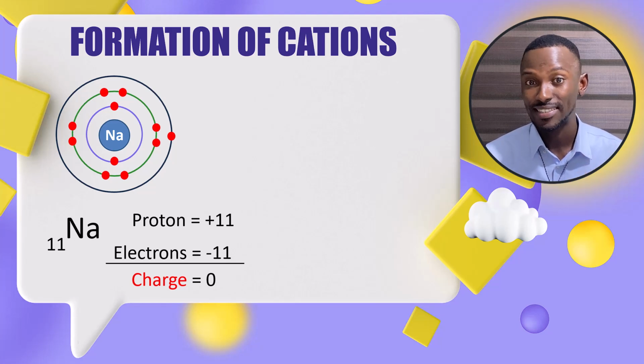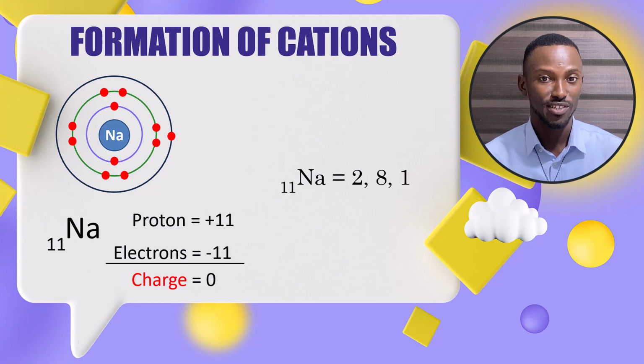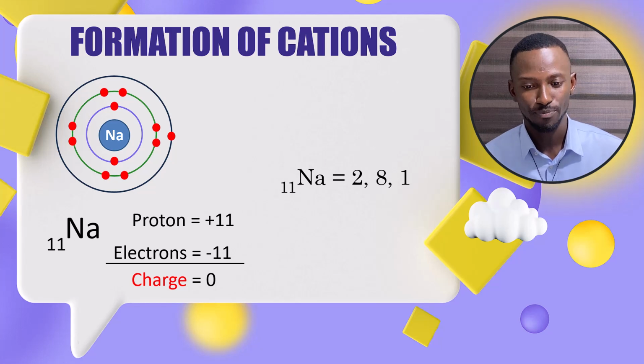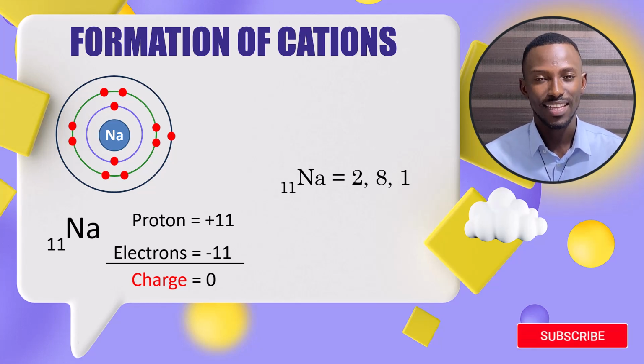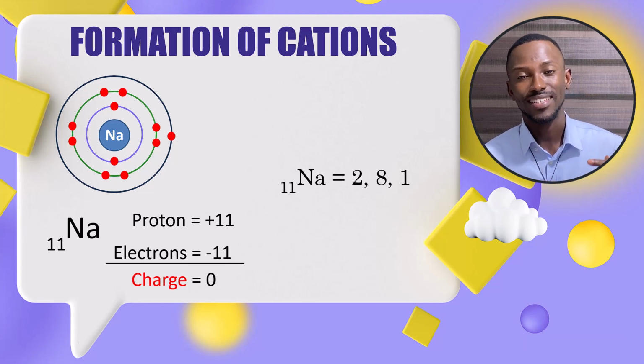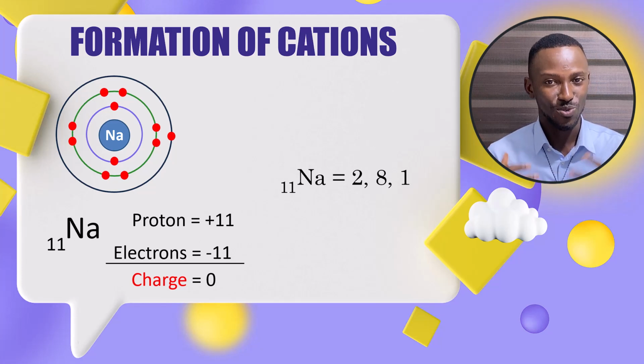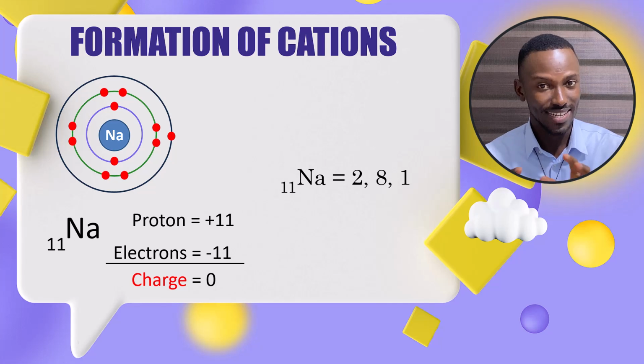But remember we said cations are formed when atoms lose electrons? Well, before we get to understand that, let's look at the electronic configuration of sodium. Sodium's electronic configuration is 2, 8, 1. 2 plus 8 is 10. 10 plus 1 is 11. If you haven't watched the lesson on how to write electronic configuration, we've already recorded a lesson on that. So do well to watch it so that it will make it easy for you to understand this portion of the lesson. So the electronic configuration of sodium is 2, 8, 1.